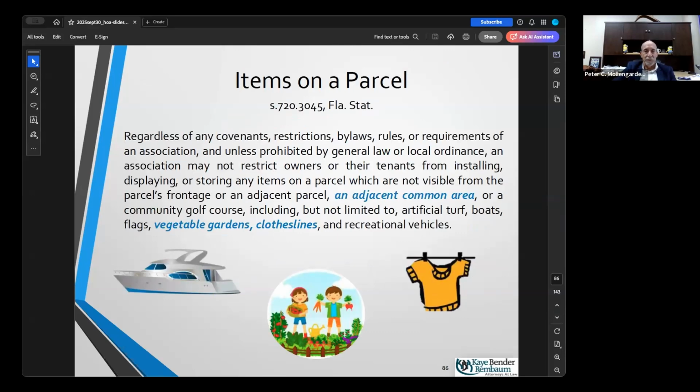This next one's kind of interesting too. Stuff that people put on their parcels, and what can you do about that? Regardless of any covenant, restriction, bylaws, rules, or requirements of the association, and unless prohibited by general law or a local ordinance, an association may not restrict owners or their tenants from installing, displaying, or storing any items on a lot which are not visible from the parcel's frontage or an adjacent parcel, an adjacent common area, or a community golf course, including but not limited to artificial turf, boats, flags, vegetable gardens, clotheslines, and recreation vehicles.